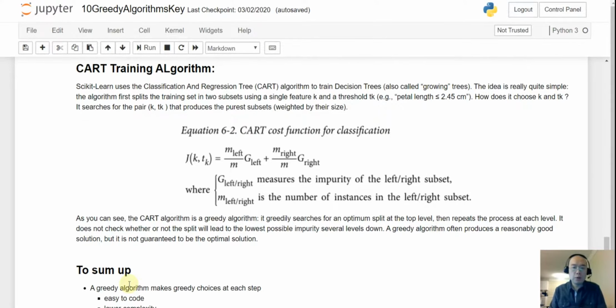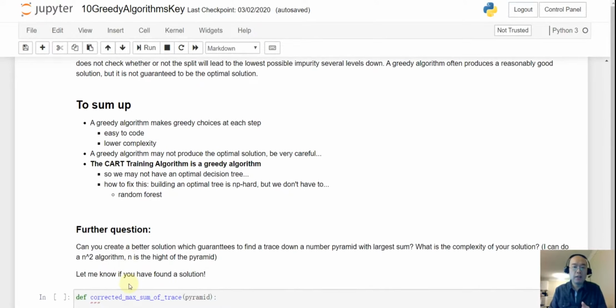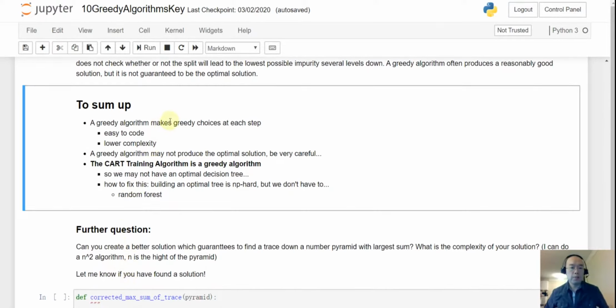Okay, so this is the point I'm trying to make, about the greedy algorithm and the CART tree training algorithm. To sum up, a greedy algorithm makes a greedy choice on each step, so it's easy to code and has lower time complexity, but it doesn't always produce the perfect optimal solution. And the CART training algorithm, the algorithm we use to build decision trees, is also a greedy algorithm. This means we are not going to have an optimal decision tree.